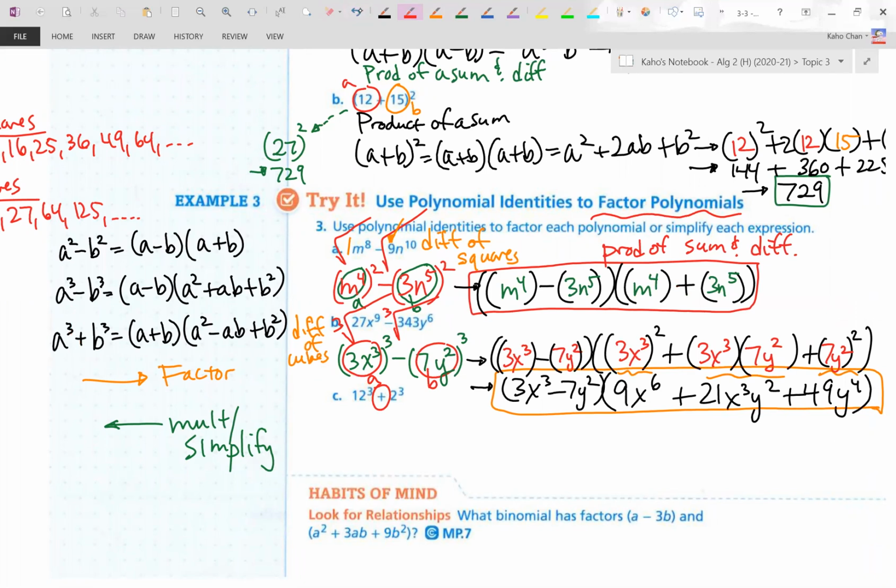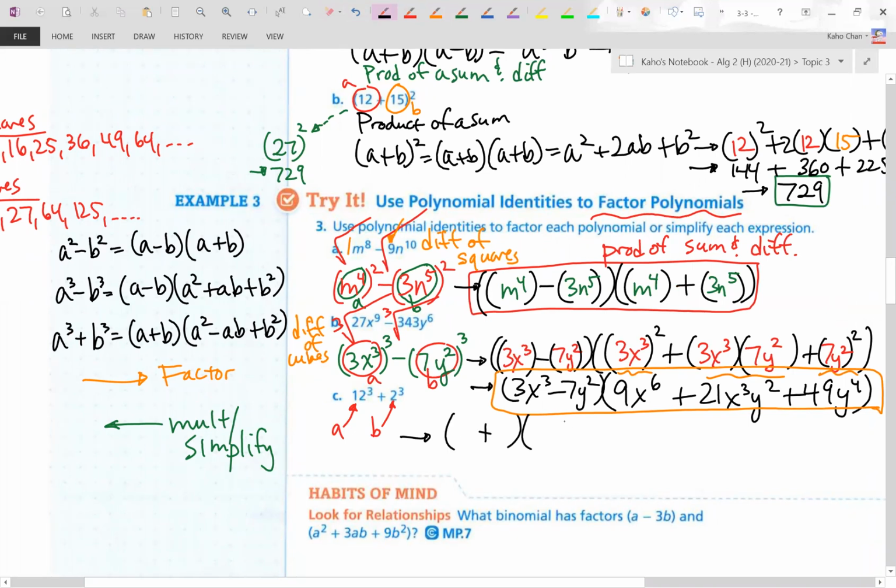A is 12. As you can see right there, that's your A value. And B is 2. Okay? So this literally is equal to A plus B times A squared minus AB plus B squared. So let's put those numbers in. A is 12 and B is 2. I'm just using that formula, the third formula off to the left.